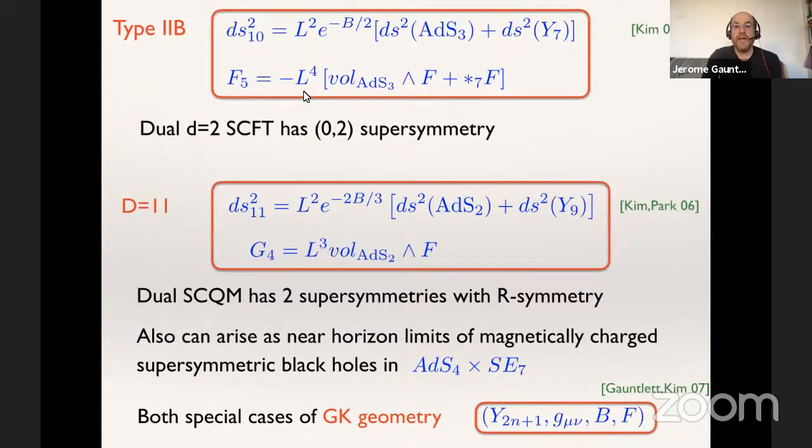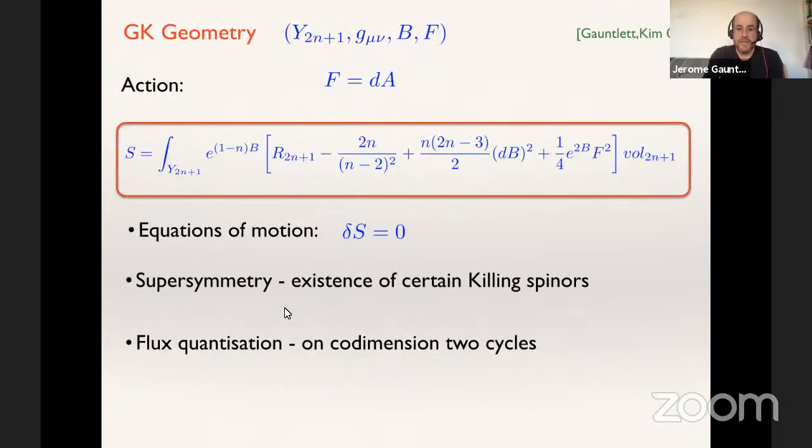So just let me remind you here. So the 5-form is given here. So we want the 5-form to be properly quantized on Y7. So that's going to give codimension 2. And star of F is going to be quantized on Y9. So it's just the standard quantization in type IIB and D=11. And that gives rise to some condition on flux quantization on codimension 2 cycles more abstractly.